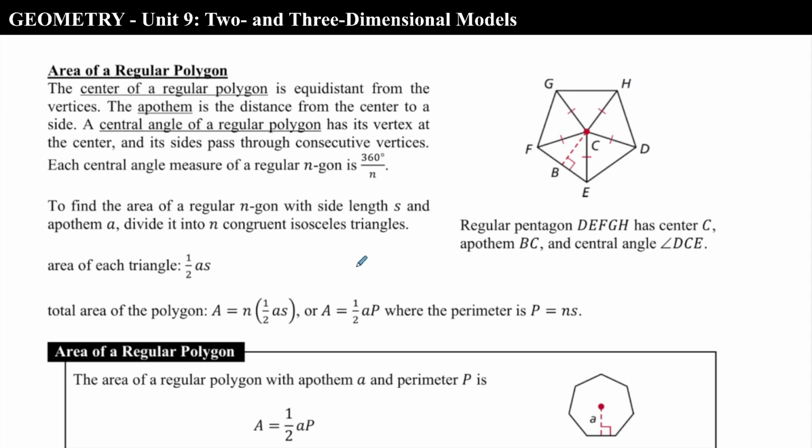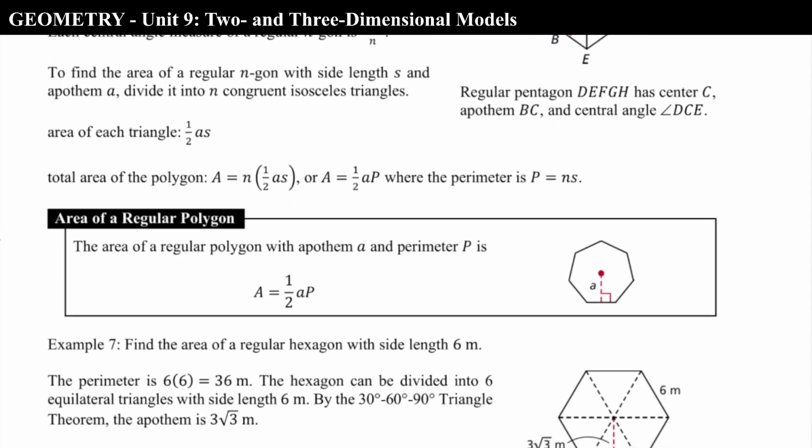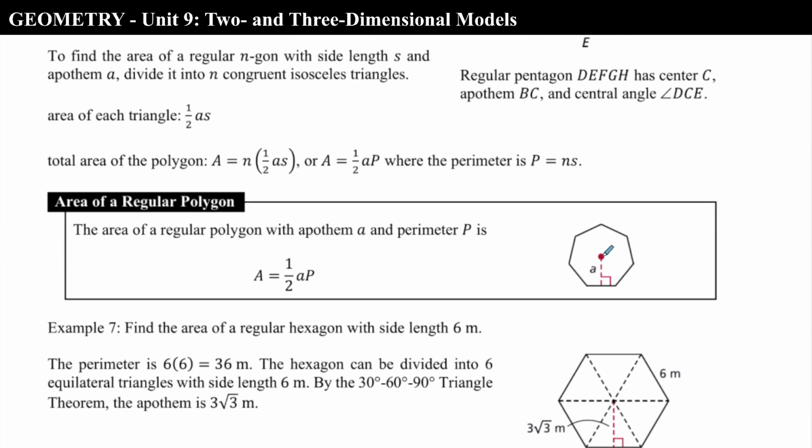The total area of the polygon is n times the area of that triangle. Or you can say 1/2 apothem times the perimeter, where the perimeter is the number of sides times the length of the side. So that gives us the area of a regular polygon. Area is 1/2 the apothem, where the apothem is that center to the side, perpendicular to it, times the perimeter.